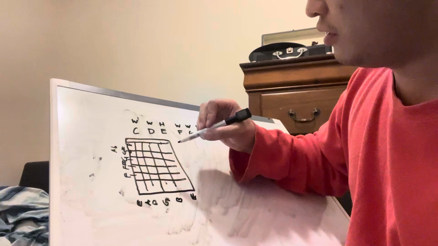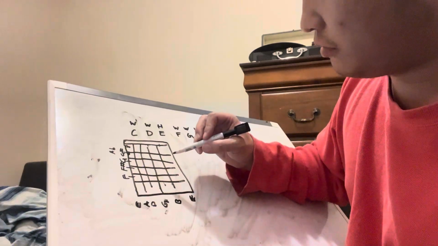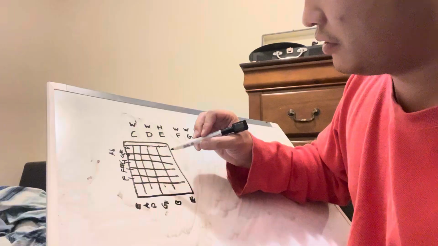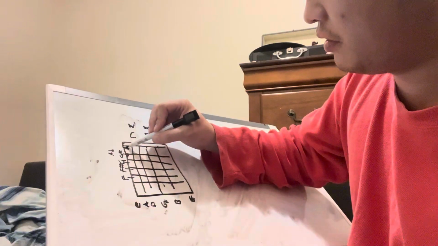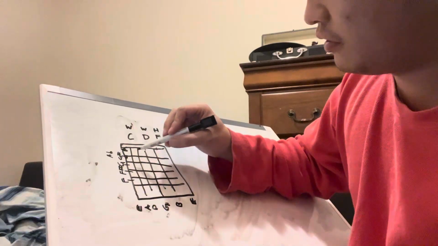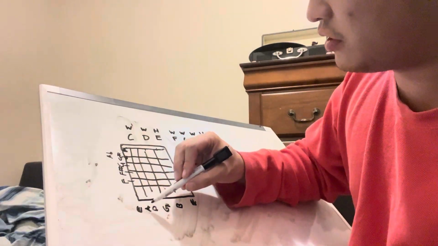So basically it goes on and on. Oh wait, that should be an A. Sorry, my bad, A. So every 5 frets it goes up to an A. So this is an A.